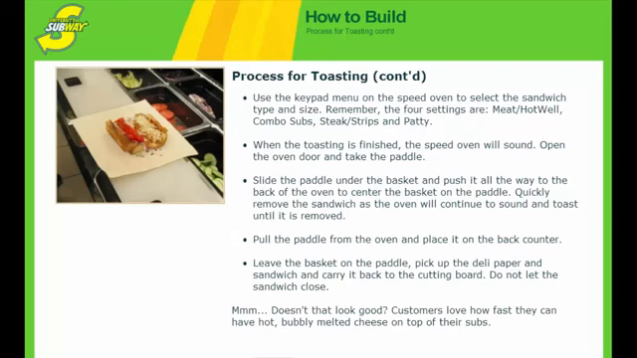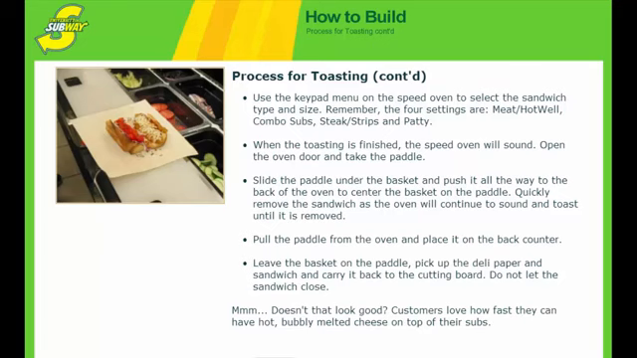Process for toasting. Use the keypad menu on the speed oven to select the sandwich type and size. Remember, the 4 settings are meat hot well, combo subs, steak strips, and patty. When the toasting is finished, the speed oven will sound.